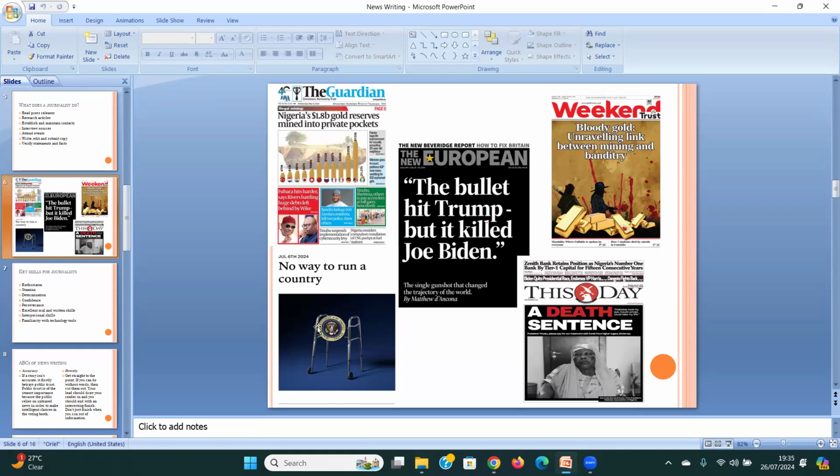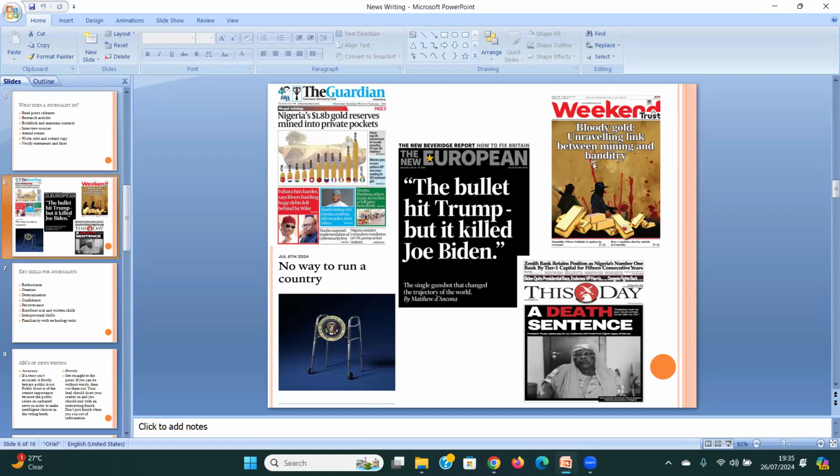This is actually an advertorial, "A death sentence." If you zoom in well, the advertorial is more about the harmful effect of sugar. So they are trying to campaign for the government to introduce more taxes on sugary products to prevent diabetes. Then the one up there from Daily Trust, Weekend Trust, "Bloody Gold," unraveling the link between mining and banditry and illegal mining of gold in, I think, Zamfara also.